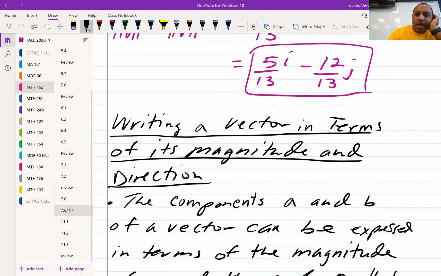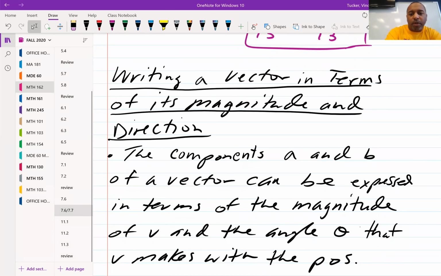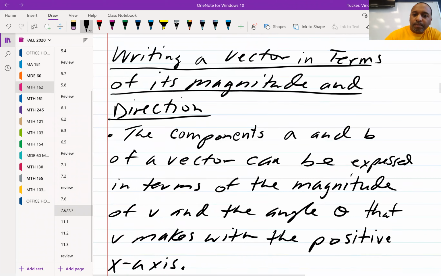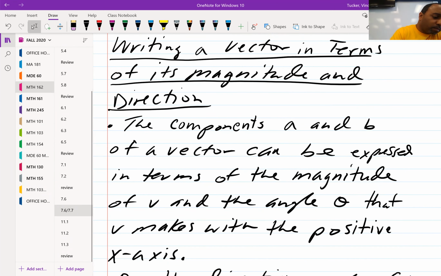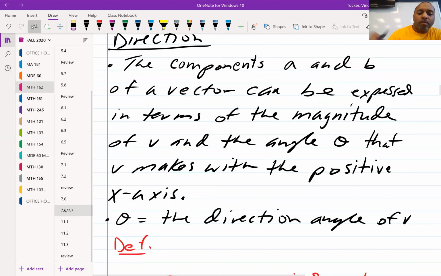All right, so writing a vector in terms of its magnitude and direction. The components A and B of a vector can be expressed in terms of the magnitude of V and the angle theta that V makes with the positive x-axis. And theta equals direction of angle V.